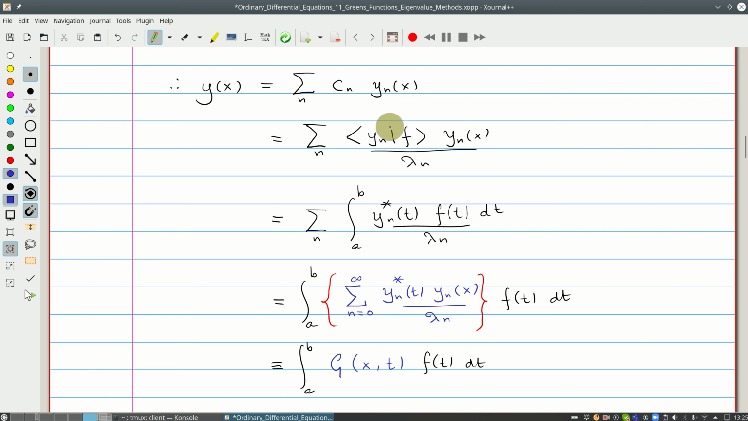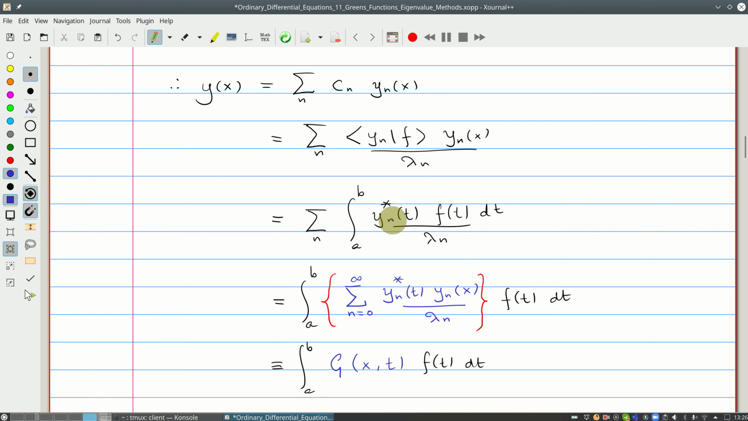Well, the Cn is given by the inner product which you had. So we have the inner product of yn times f divided by lambda n times yn function of x. This is a number, this is a number, this is a function of x. Alright, now what we're going to do is write down this inner product in its integral form. So we write down the integral there.